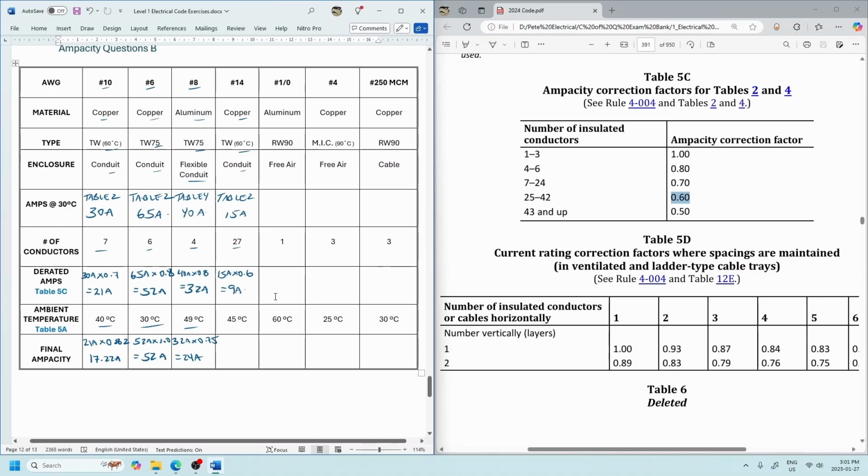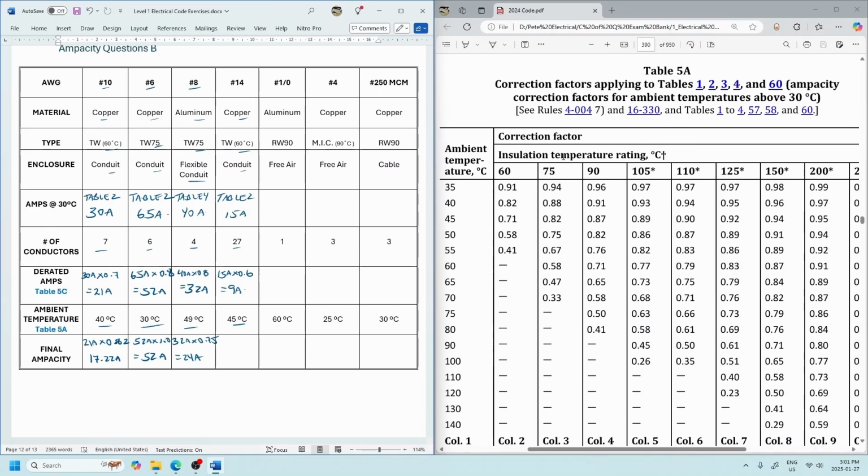Okay. In addition to that, we have an ambient air temperature greater than 30 degrees, so we're going to have to go to table 5A. Starting off in the 60-degree column, and then going to 45 for ambient air temperature, it looks like our multiplier is going to be 0.71.